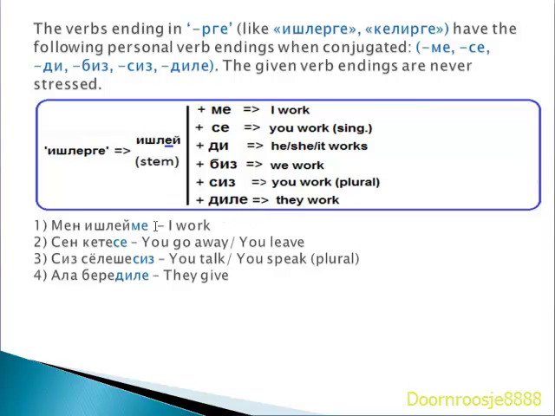So examples for that. Men işleyme, sen ketese, siz söyleşesiz, ala veredile.